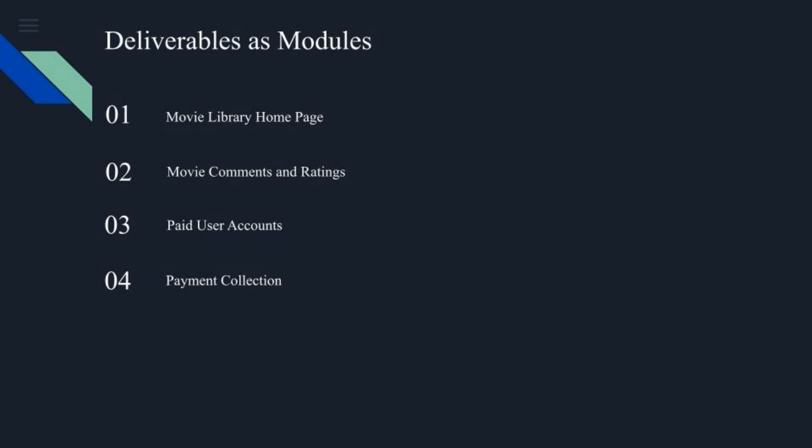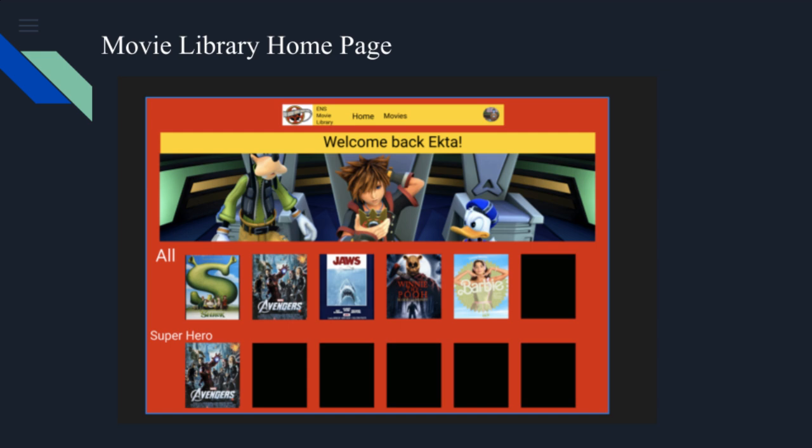Paid user accounts, which is when you're logged in and you can actually watch the movies and comment and all that. Because if you're not a paid subscriber, then you can't access the movies. And payment collection, which is just when we are getting the money from the user, that way they can actually watch the movies. And these are some concept images that we drew up.